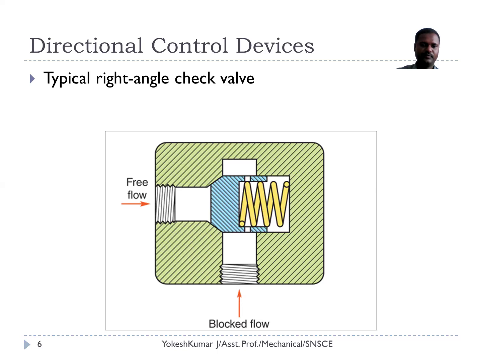Imagine there is a flow in the free flow. When the oil pressure exceeds the spring pressure, this gate will slide from left hand side to right hand side. So the flow will happen from free flow to blocked flow, that is input to the output. When the oil pressure reduces or when we cut the flow of oil, the spring pressure exceeds, so the gate will move right hand side to left hand side. Therefore, the area of opening is completely blocked. Reverse flow cannot be possible.